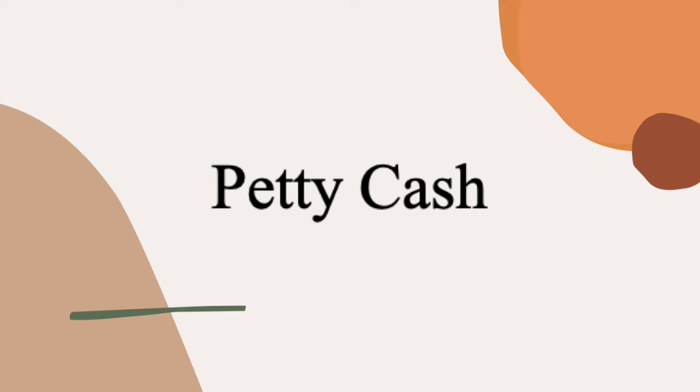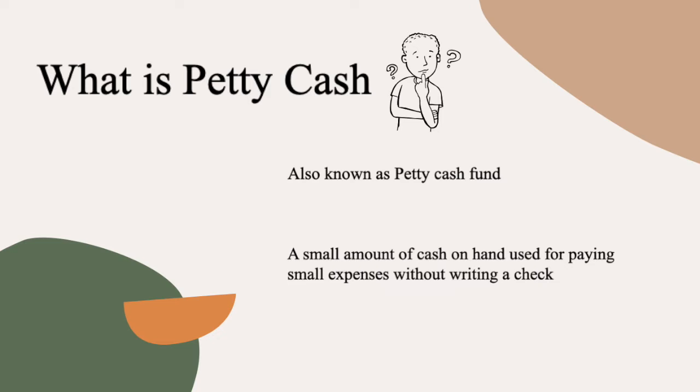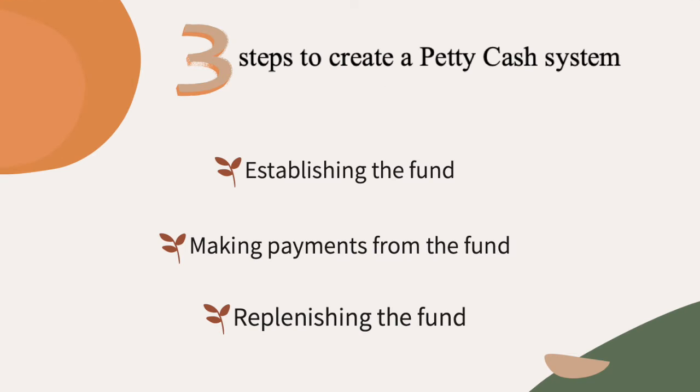Hello everyone, I'm going to talk about petty cash today. So, what is petty cash? Petty cash is also known as petty cash fund. It is an amount of cash kept on hand to pay for minor expenditures, and the person responsible for the petty cash is called the custodian. To create a petty cash fund, it involves three activities, which are establishing the fund, making payments from the fund, and replenishing the fund.